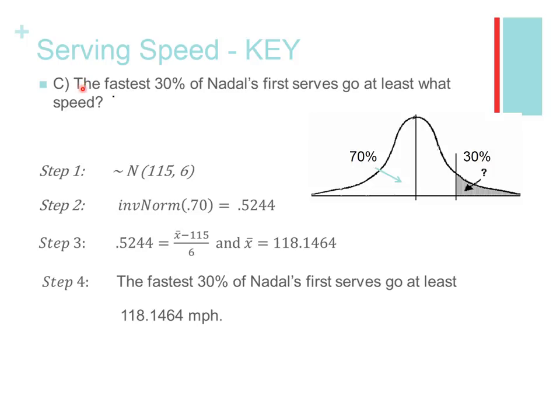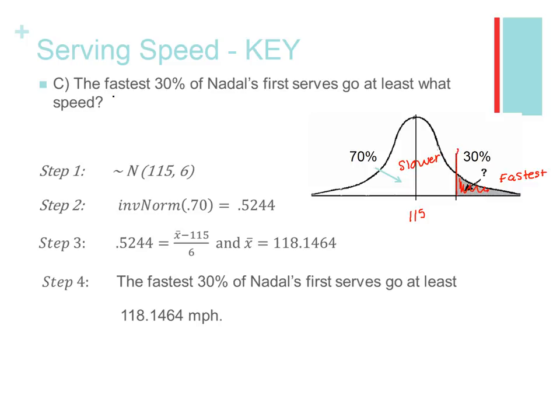Okay, this one is a little bit trickier. It said the fastest 30% of Nadal's first serves go at least what speed? All right, so here's what we're talking about. We want to know what speed they go. We know it's approximately normally distributed, 115, 6, okay? All right, so we know that the mean is 115 and we have a standard deviation of 6. Now, when we say the fastest 30% of the scores, when we draw this curve, it's 100% of his serves. So here's where the fastest 30% go. Here's where the slowest, everything's slower than that.